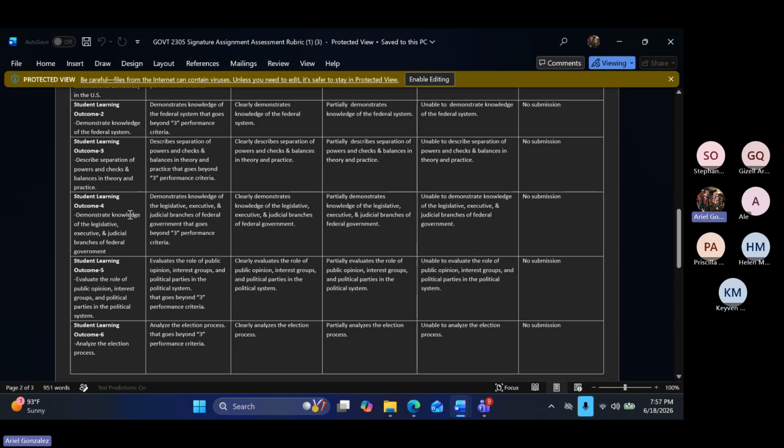I demonstrated knowledge of the legislative, executive, and judicial branches of the federal government, right? I explained the role of public opinion, interest groups, and political parties. So I did that here in this section of the letter. So I can mark off number 5 because I already did that.